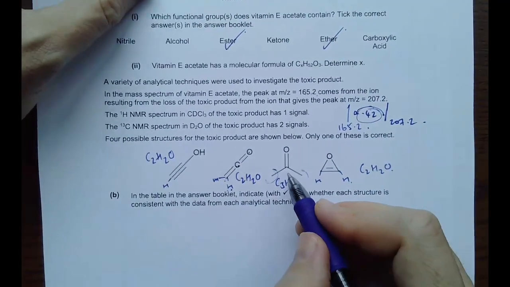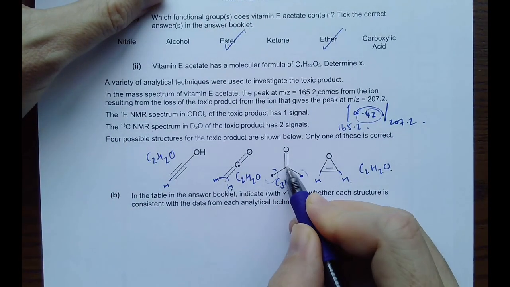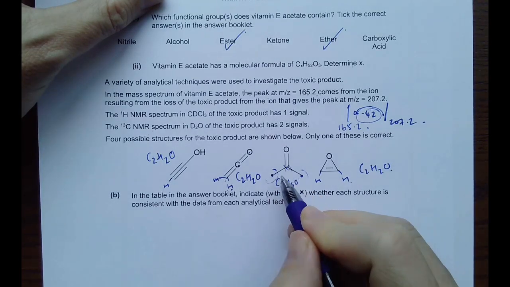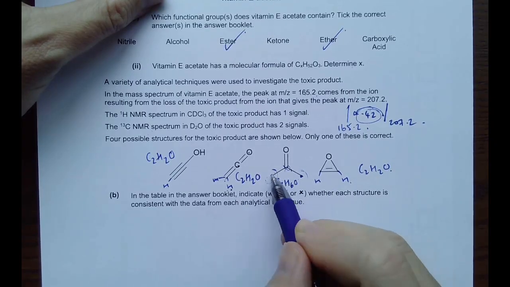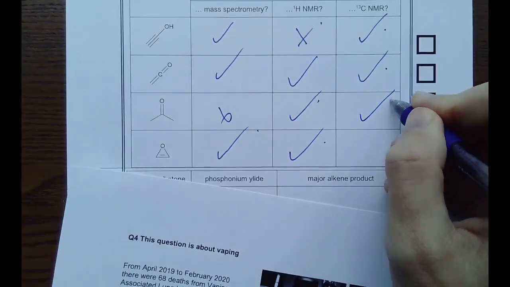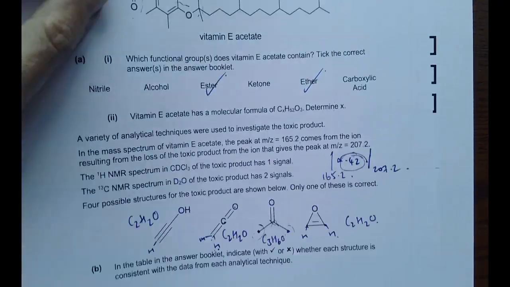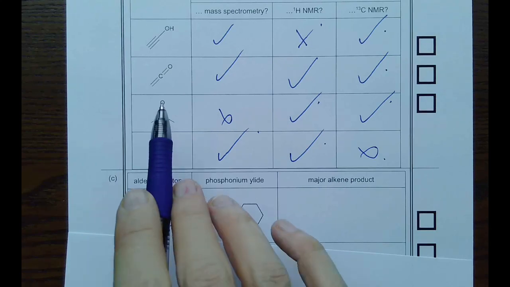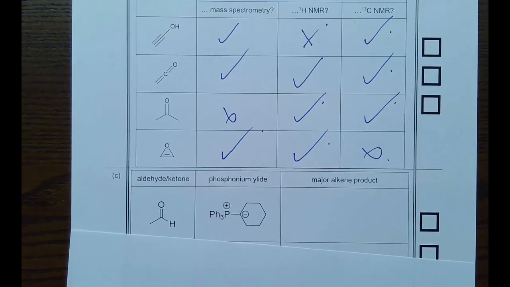Yes. Here, this carbon and this carbon are the same, and it's different to this carbon. So there would be two signals, even though there's an extra carbon compared to the others. These two are equivalent, so that would be okay. And then these two carbons here, well, those two are the same. So no, that's not going to work. So there you can see the toxic product is this one, okay, because that's the only one that agrees with all three pieces of information that we've been given.